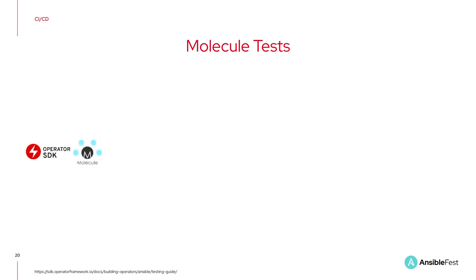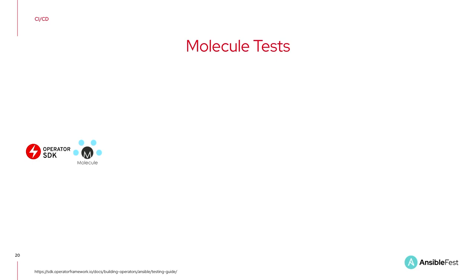But first, let's talk about Molecule and how we developed the operator. So we didn't reinvent the wheel. We used the operator SDK. The operator SDK helps you to create operators, either in Golang, Helm, Ansible, as well as in Java. There is another project for that. And in our case, since we want to propose this AAP as a service on OpenShift, we chose Ansible.